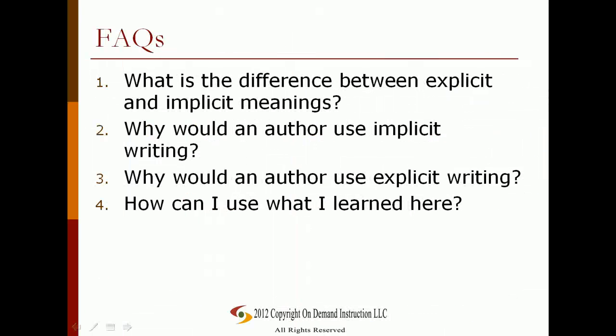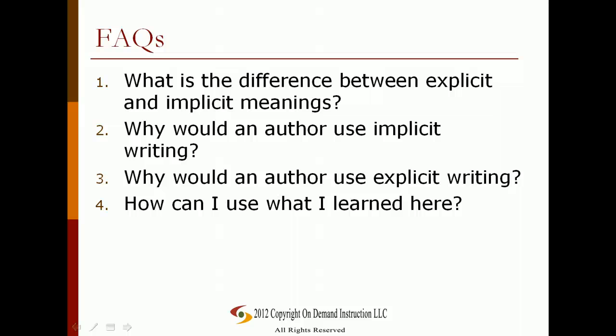What is the difference between explicit and implicit meanings? An explicit meaning is something that is stated directly. I saw John eat a sandwich. An implicit meaning is something that is inferred. He made a face while he ate the sandwich. It must not have been very good.